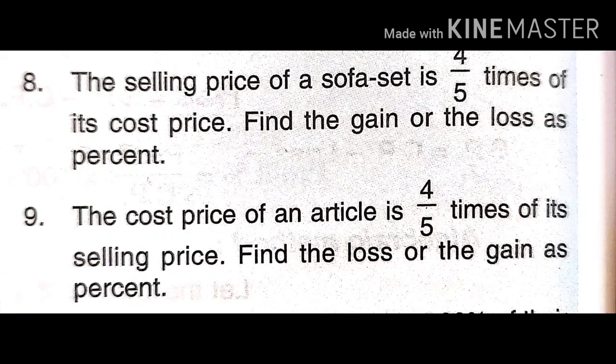Good morning all of you. Today we will continue exercise 8A from question number 8. The selling price of a sofa set is 4 by 5 times of its cost price.